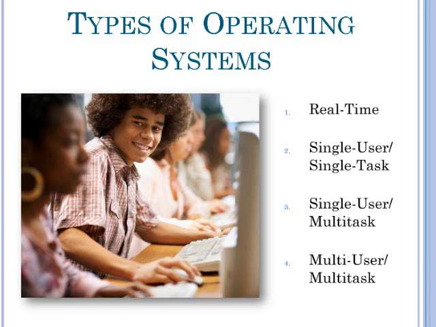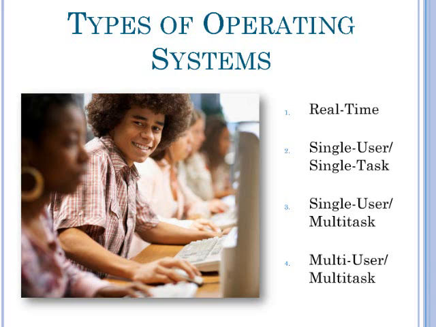A single-user single-task OS is for only one user and only one task at a time. Think of it as a television with only one channel. This operating system doesn't take up much room on a computer, but it's fairly limited. You can't print a document and download a file at the same time.